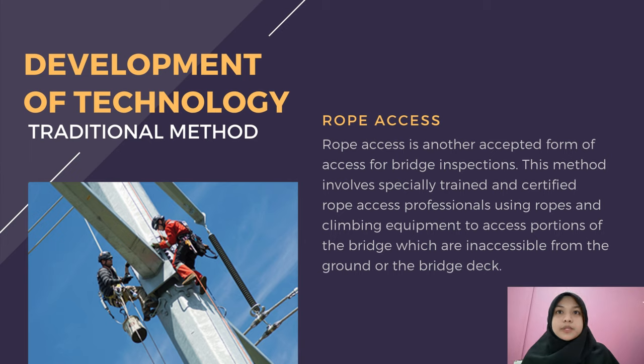Rope access is another accepted form of access for bridge inspections. This method involves specially trained and certified rope access professionals using ropes and climbing equipment to access portions of the bridge which are inaccessible from the ground or the bridge deck. The advantages of rope access are that it allows the inspector to be within arm's reach of bridge components, it is low in equipment cost, and lane closures are not required. The disadvantages are availability, mobilization cost, and training requirements.